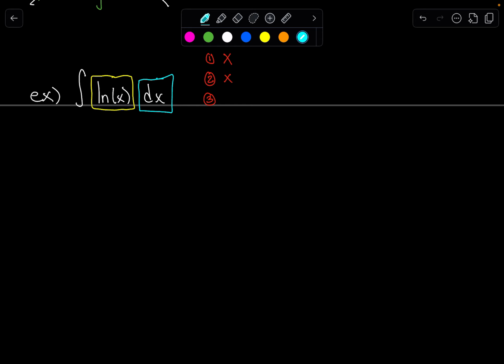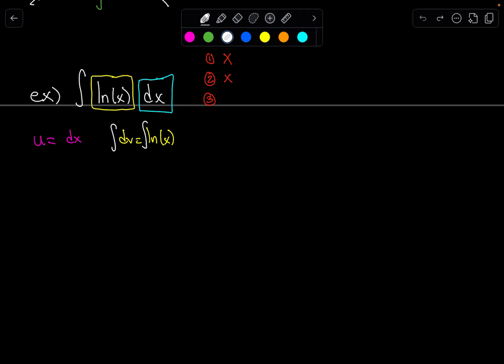Now, when it comes to picking what's going to be our u and what's going to be our dv, we need to be a bit careful, in the sense that if you were to say let u be equal to dx, we'd run into a couple problems. First of all, it would mean that our dv would be equal to the natural log of x. Okay, this leads us to two issues. Number one, I cannot just throw an integral here because I do not have a dx here.